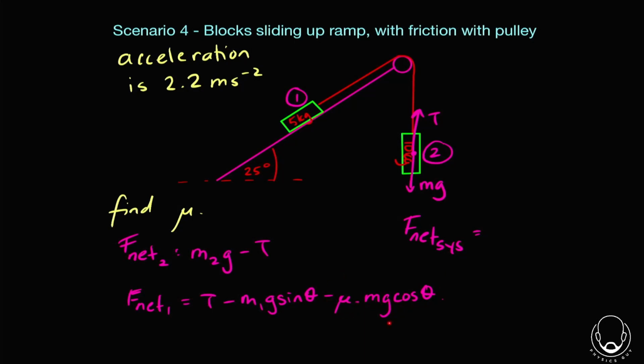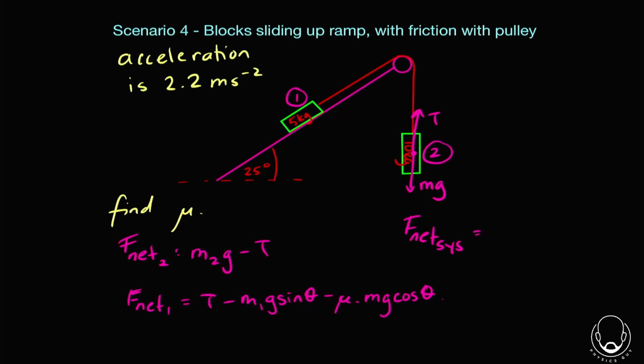Do note, of course, the frictional force only acts on the 5 kilo mass because it is the 5 kilo mass which is sliding up the ramp. There's no friction acting on the 10 kilo mass, just simply because the 10 kilo mass isn't in contact with anything. It's just falling through air. We ignore the viscosity of air and stuff.